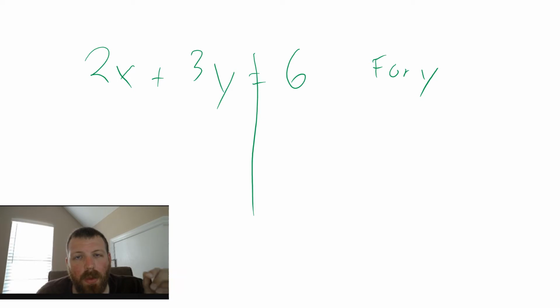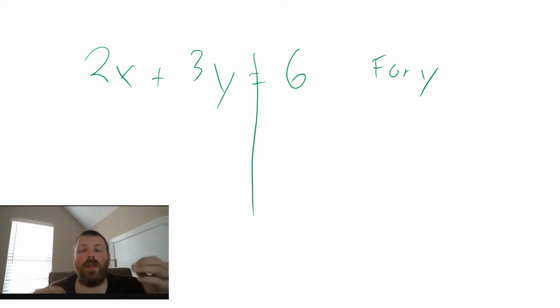2x plus 3y equals 6. The y is on the left-hand side. We need to move everything away from that y. Everything. So we need to move the 3 and we need to move the 2x. To get rid of the 2x, though, we need to move it first. We have to move the 2x first because it's furthest away from y, and it's on the same side.